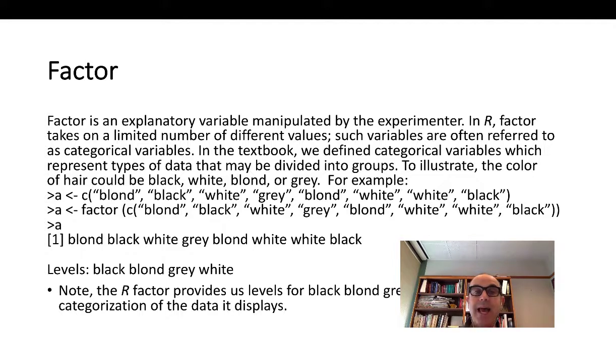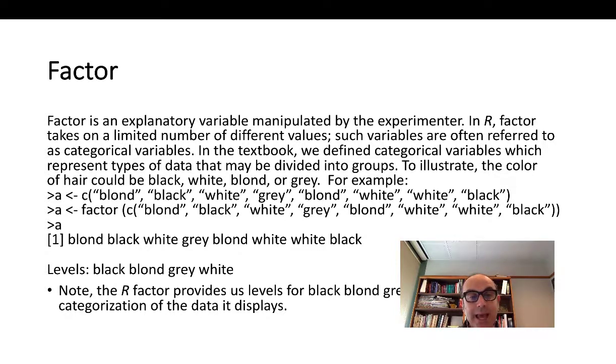Factor is again the idea of a variable multiplied by itself. It is an R factor that takes a limited number of different values. Such values often refer to categorical variables, such as sex, such as grade in the class. So in the textbook, we define categorical value which represents a type of data that can be divided into groups. And so to illustrate, the color of the hair can be black, white, blonde, and gray.